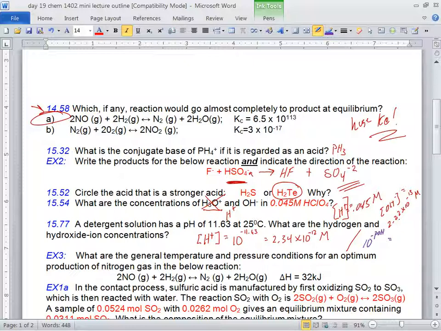What did you get? I got 4.27 times 10 to the negative 3. Yes, 4.27 times 10 to the negative 3. And the other option was to divide 1 times 10 to the negative 14 by the 2.34 times 10 to the negative 12. Both of them would have worked.